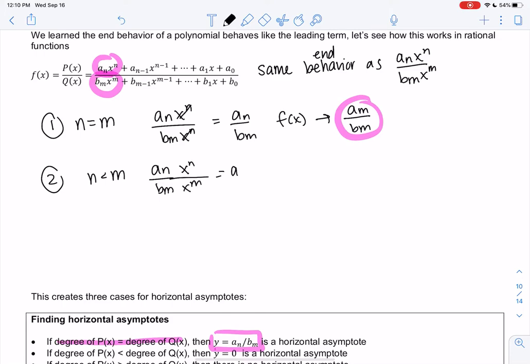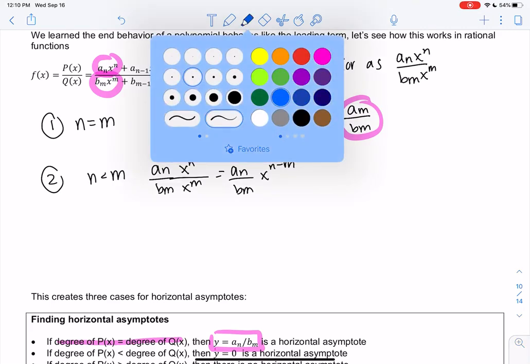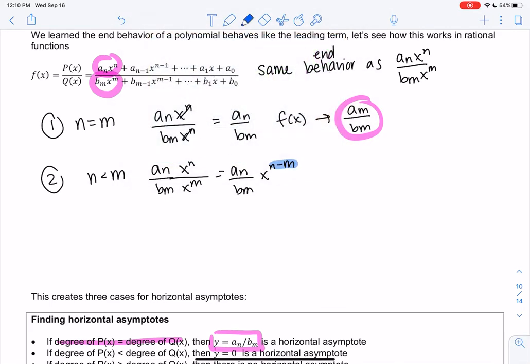So I'm going to rewrite this as x to the n minus m, combining powers. If n is smaller, then n minus m would be negative, because it's a smaller number minus a bigger number. So then I'm going to rewrite this as b_m x to the m minus n to move it to the bottom, which means it'll go to 0, because what's happening here is x is getting big.